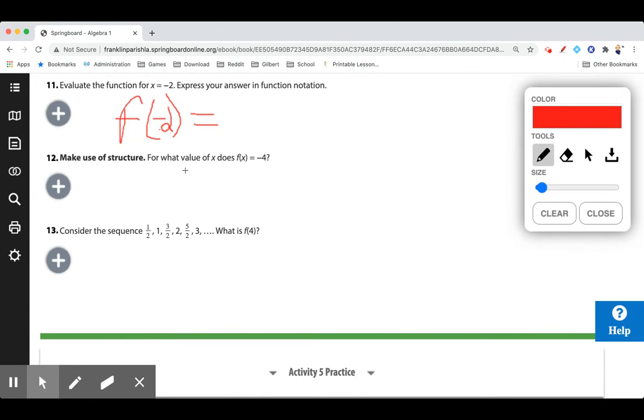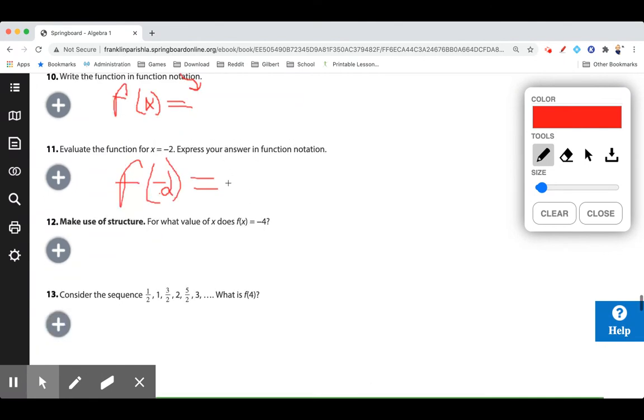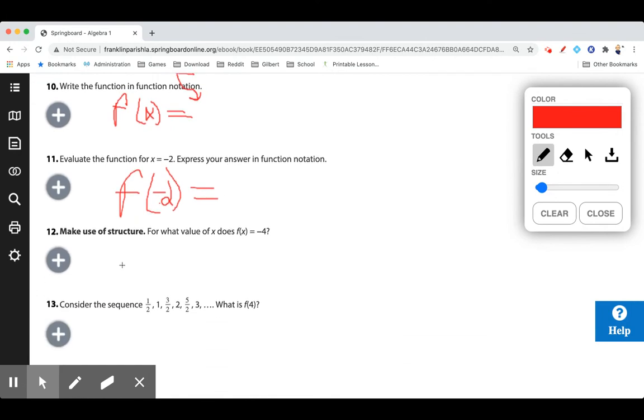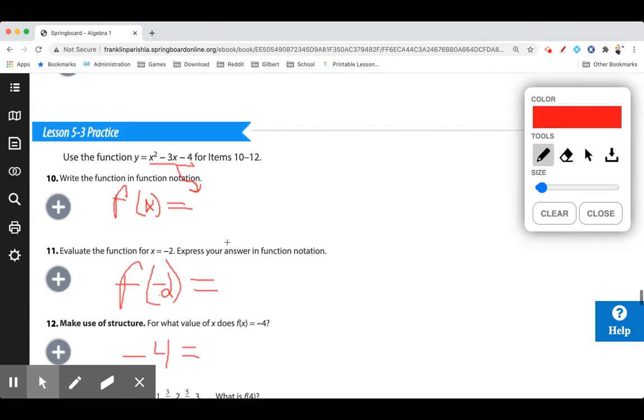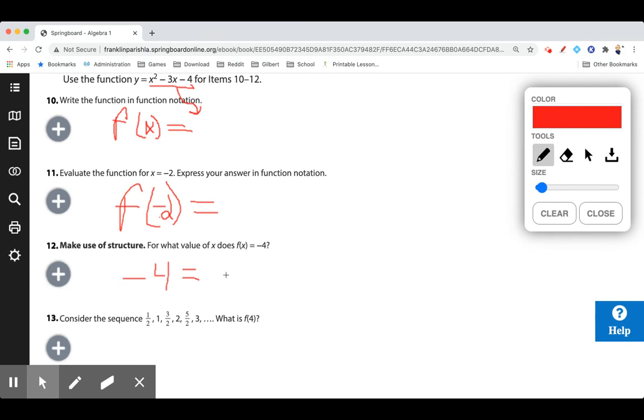Make use of the structure. For what value of x does f of x equal -4? And so you would need to say -4. So I haven't finished these two. I'm just letting you know. Do 10 and 11 yourself. Number 12, though, -4 is equal to x squared minus 3x minus 4.